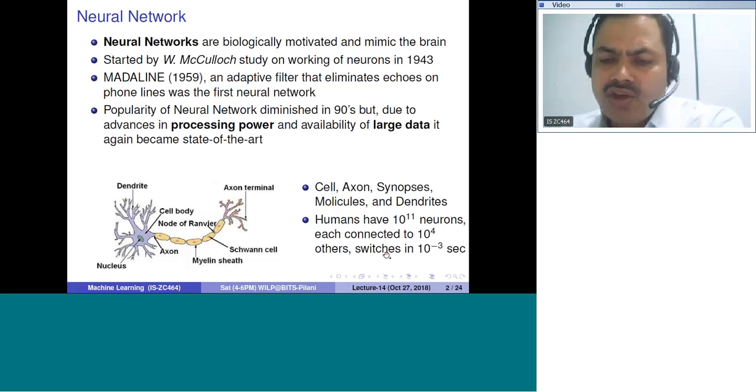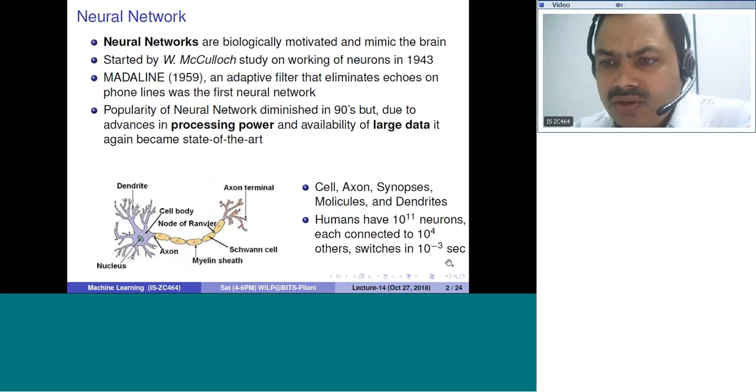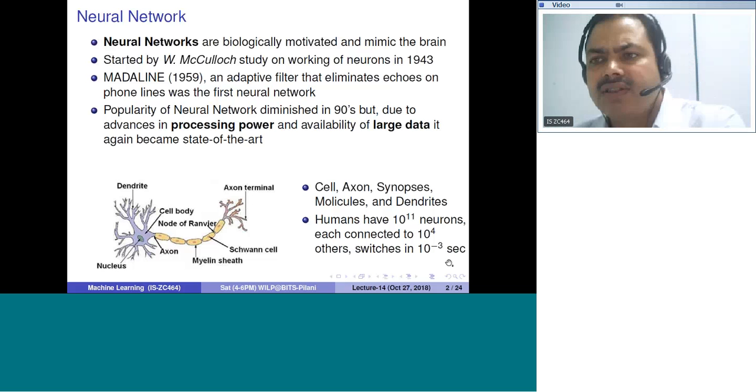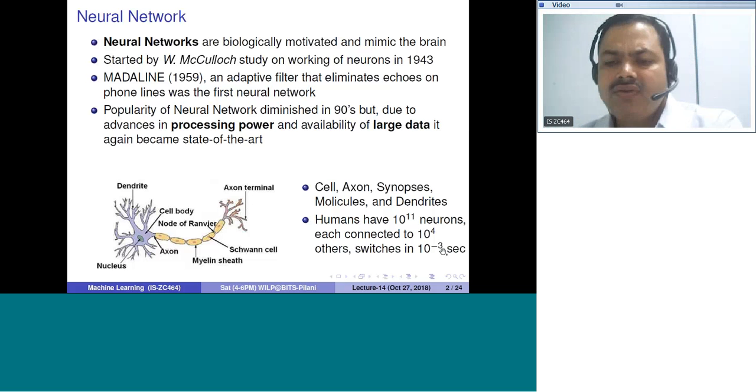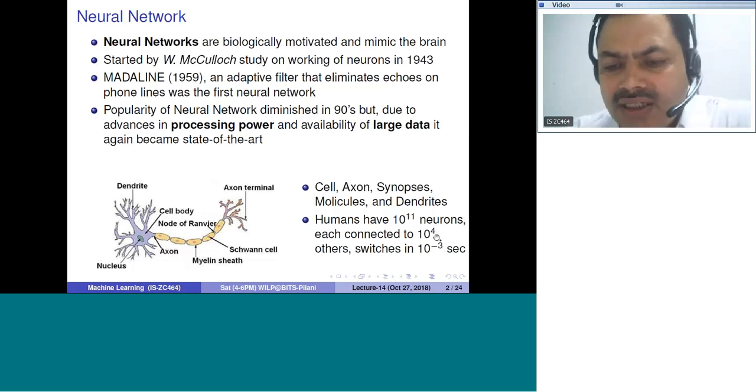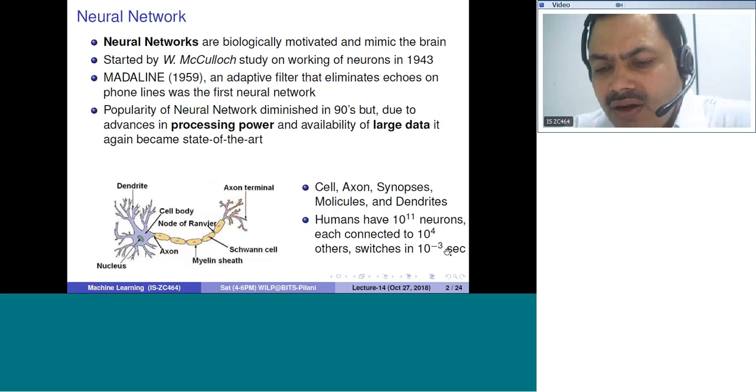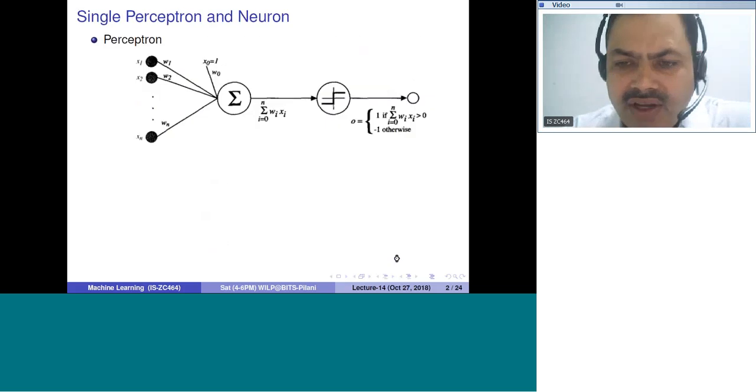However, the human brain is very slow compared to computers. Computers have processing power in the range of 10 to the power minus 6 seconds, and even 10 to the power minus 9 seconds to perform one operation. However, the human brain takes 10 to the power minus 3 seconds to perform any particular operation, meaning one switching takes 10 to the power minus 3 seconds, but even then we are better.